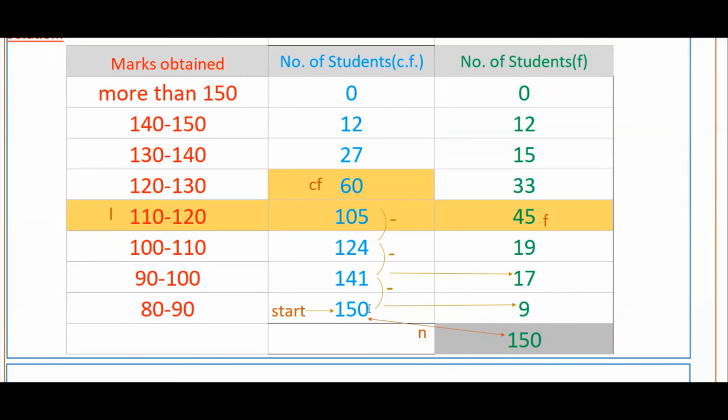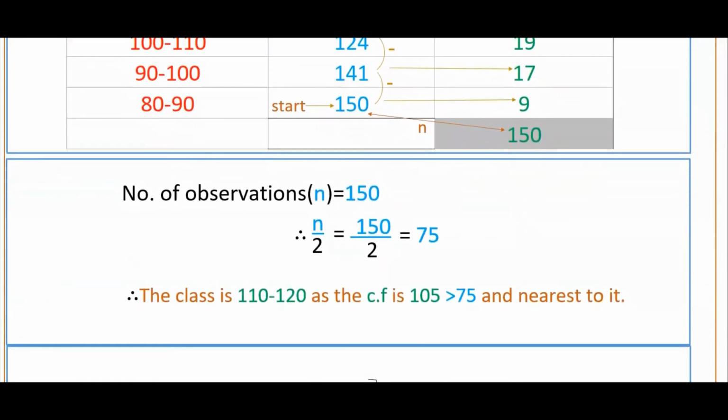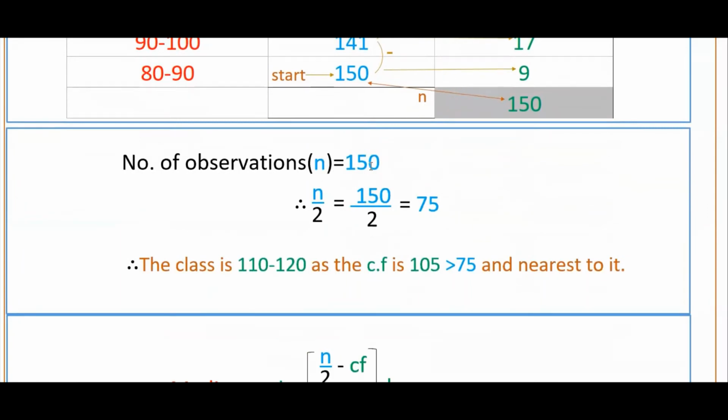Like this, you have to calculate from down to up. So 150 minus 141 is 9, and 141 minus 124 is 17. Like this, you have to calculate. Here, the number of students is 0. Once you calculate these frequency values, you can check like this: if you add all these numbers, you will get 150. Here, see, these are 150. So this is the n value.